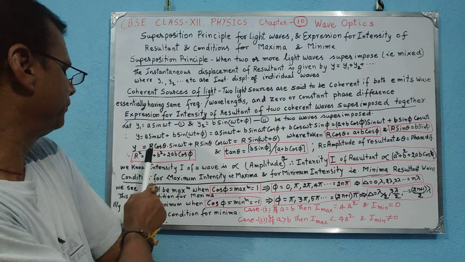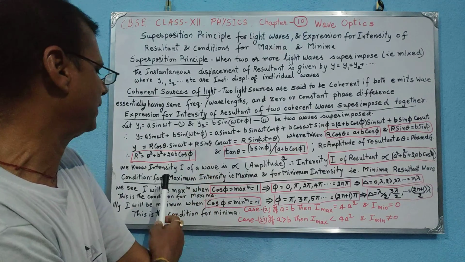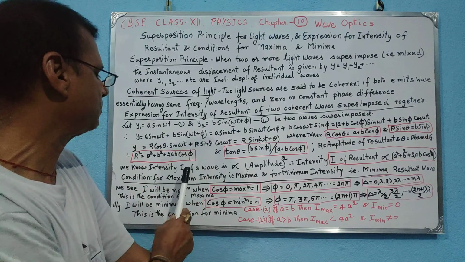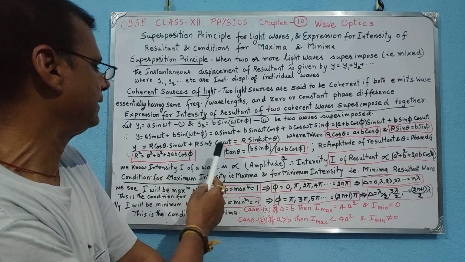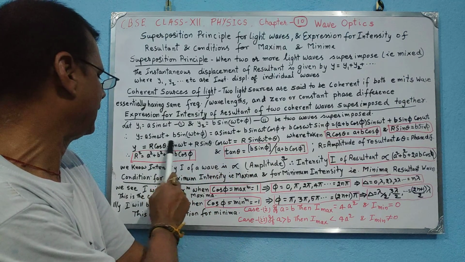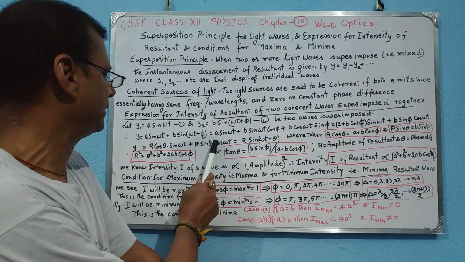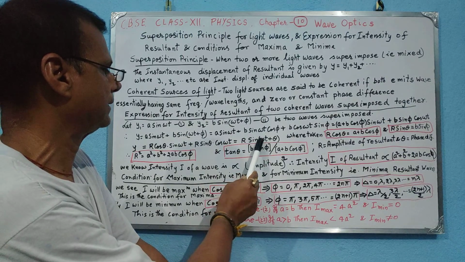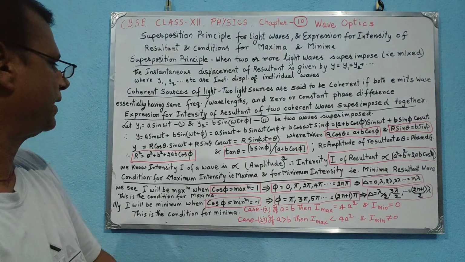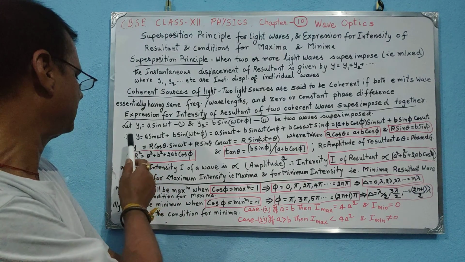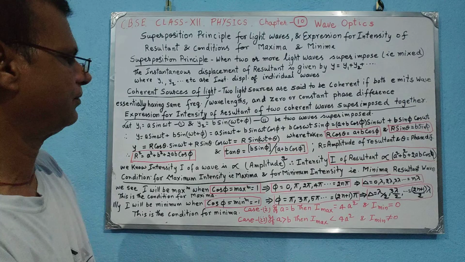Now we get y is equal to r cos theta into sin omega t plus r sin theta into cos omega t. Here you get this expression again in the format of the expansion of sin(a plus b). So taking r common, you get sin omega t cos theta plus cos omega t sin theta, which becomes r sin(omega t plus theta). So this is the expression for the resultant wave obtained due to superposition of two coherent waves.